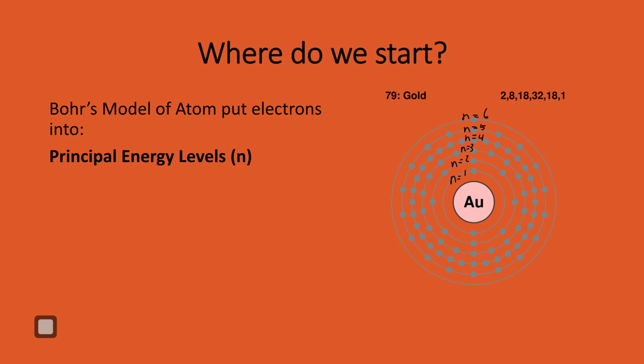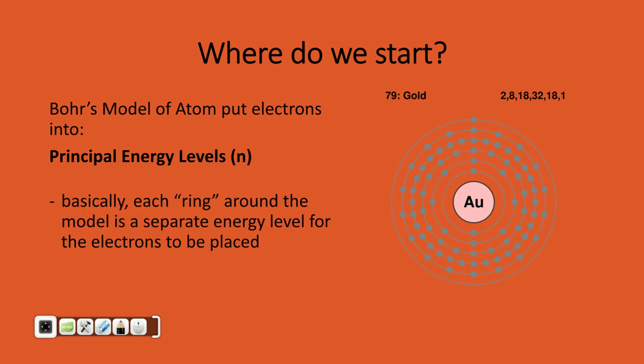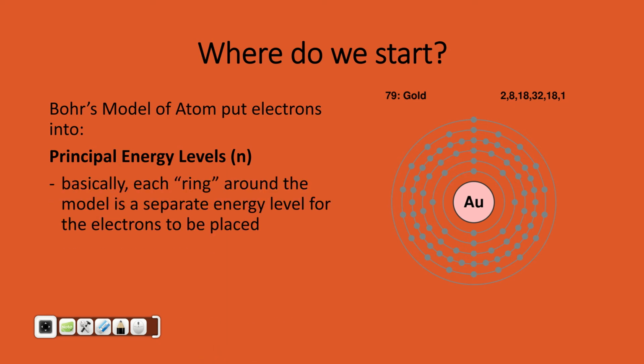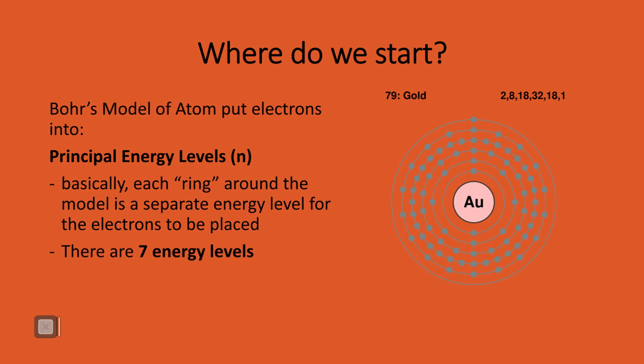With gold, you have those 6 separate energy levels. The dots all represent electrons. A certain number of electrons need to be filled in before we keep moving out to the farther and farther energy levels. We always go from the inside out, and they're called principal energy levels, with the symbol n denoting that. Each ring represents an energy level. There are actually 7 total energy levels, so this n number can go from 1 to 7.